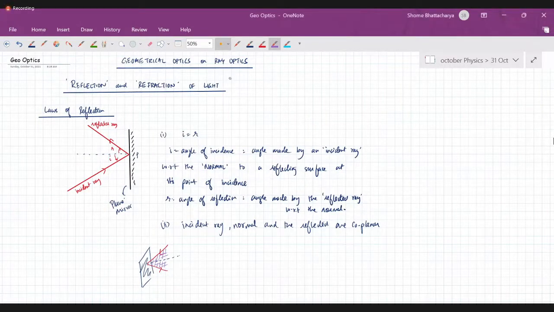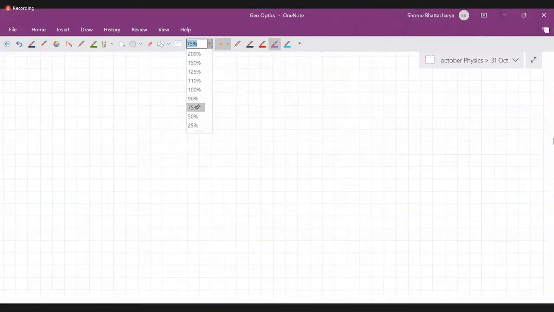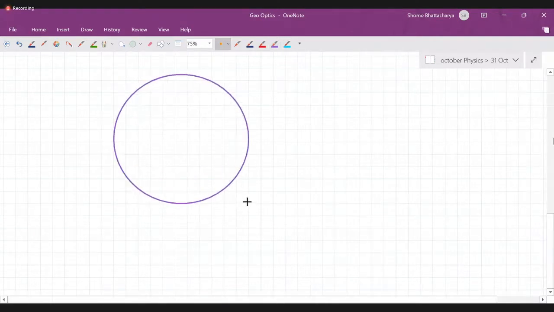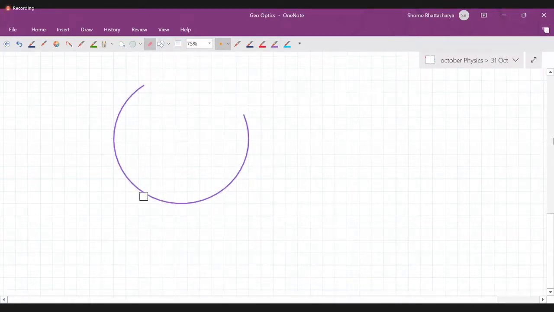Okay, now let's see some more instances of this kind of situation. So when we say angle of incidence is equal to angle of reflection, it doesn't apply only to a plane reflecting surface. We can also have a situation where we have, for example, a spherical reflecting surface. So you can have a situation like this, which is an example of a convex reflecting surface.